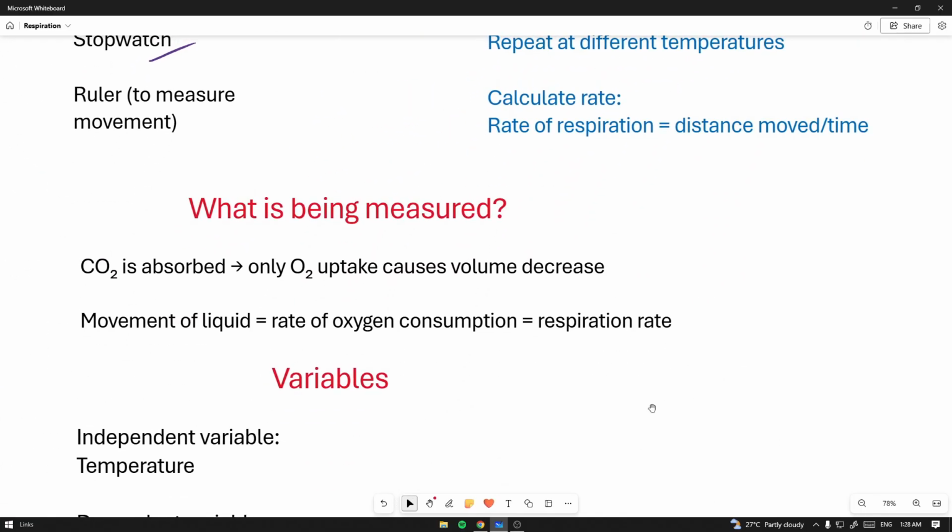Okay. Now, what is being measured? CO2 is absorbed only. O2 uptake causes a volume decrease. Movement of the liquid equals the rate of oxygen consumption, which equals the rate of respiration.